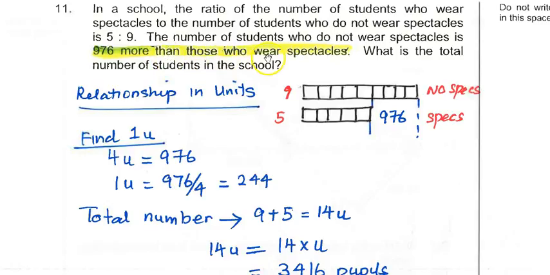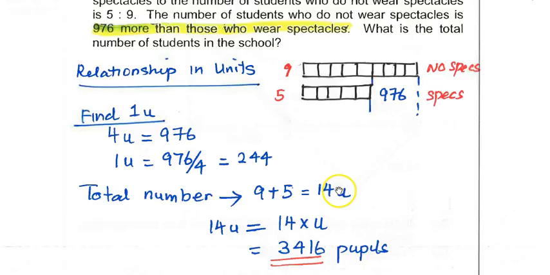Now, they've given you this hint. 976 more students who do not wear than those who wear spectacles. And I can see 976 lands on 4 units. Right? So 4 units is 976. 1 unit is 244. So question, what is the total number of students in the school? Total number of students in school is 14 units. 9 plus 5, 14. So 14 times 244 is 3416.